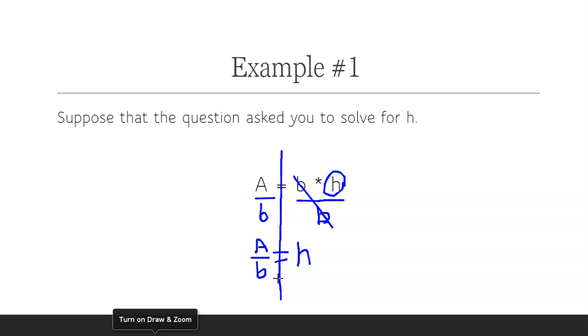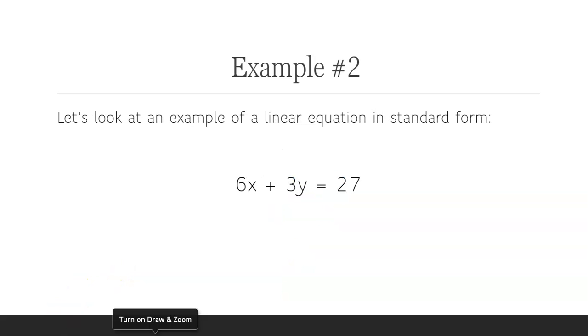So that was a very simple example. So let's go ahead and look at one that's maybe a little bit more complicated. Example number 2. Let's look at an example of a linear equation in standard form. So we have x's and y's. We do have some numbers in this one. You can see numbers in literal equations. The important part about it being a literal equation is if you have multiple variables. And here we do have two different variables.